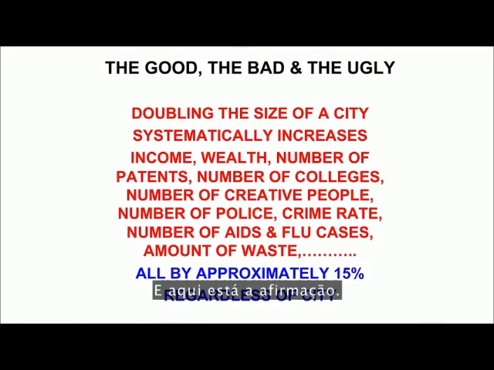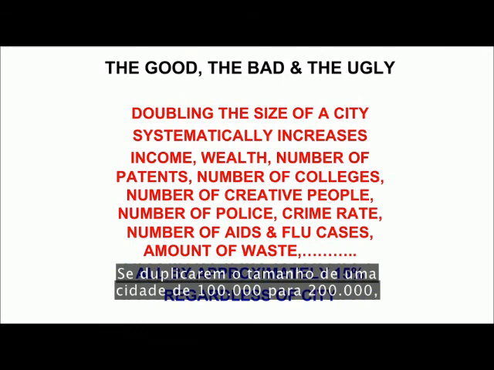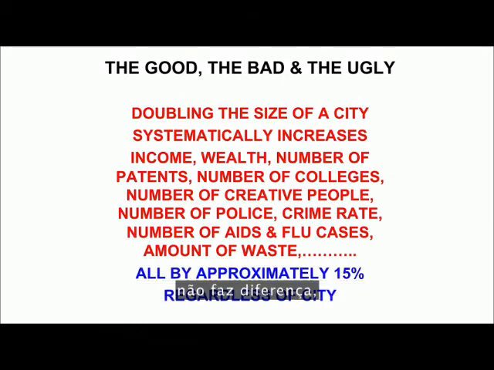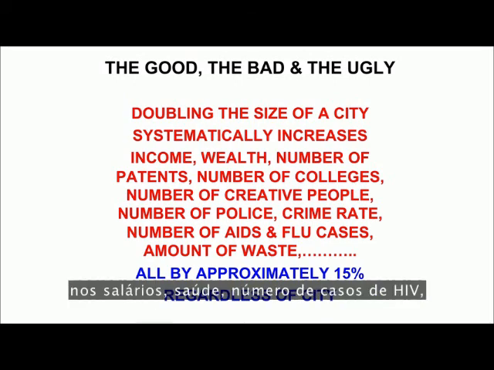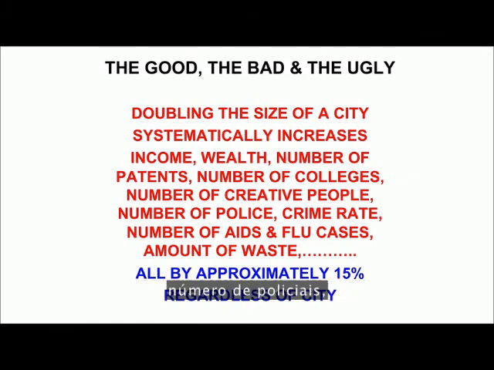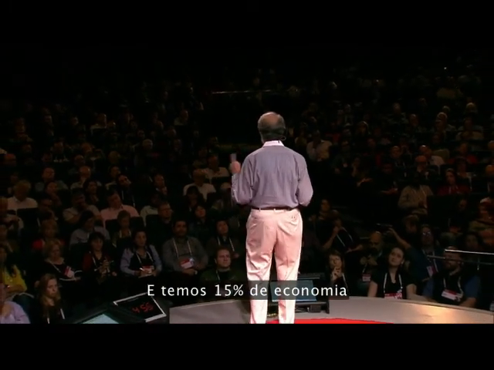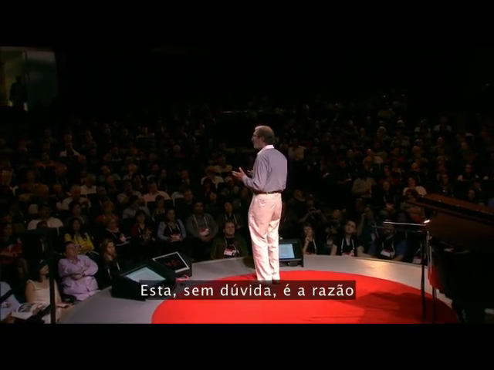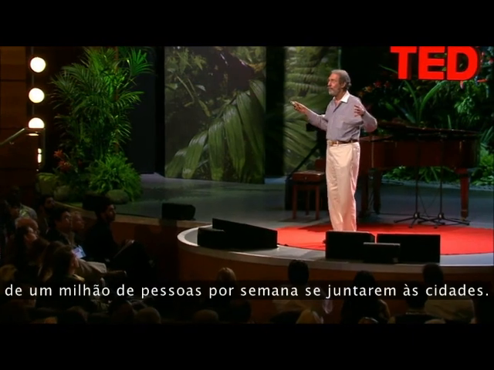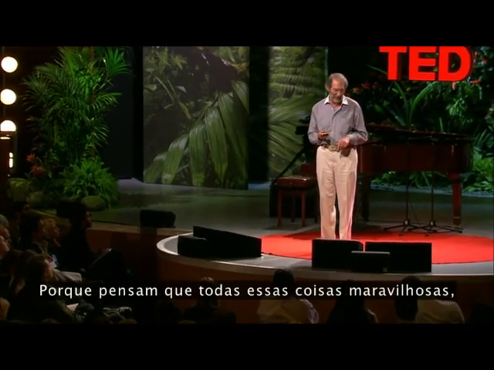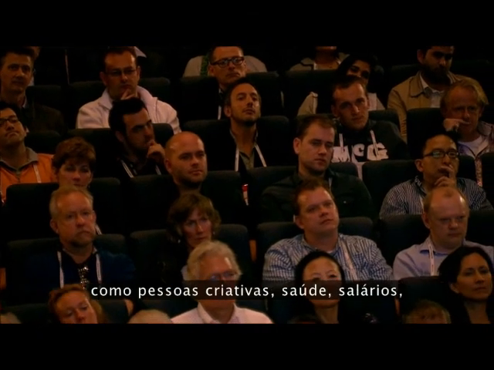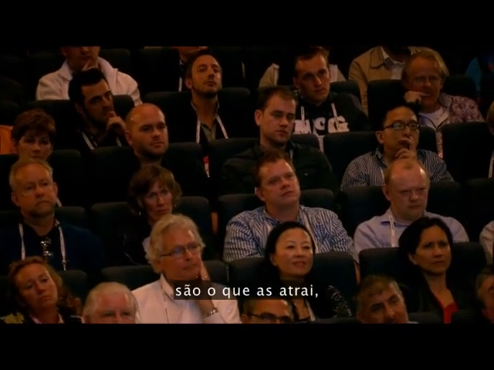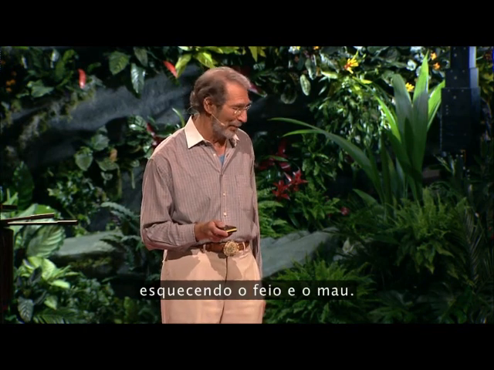And here's the statement: if you double the size of a city from 100,000 to 200,000, from 1 million to 2 million, 10 to 20 million, doesn't matter, then systematically you get a 15% increase in wages, wealth, number of AIDS cases, number of police, anything you can think of. It goes up by 15%, and you have a 15% savings on the infrastructure. This, no doubt, is the reason why 1 million people a week are gathering in cities, because they think that all those wonderful things like creative people, wealth, income is what attracts them, forgetting about the ugly and the bad.